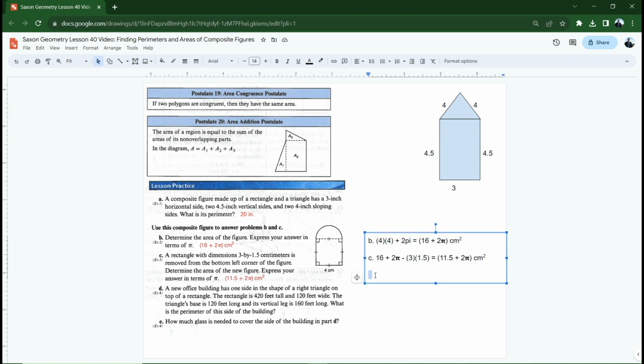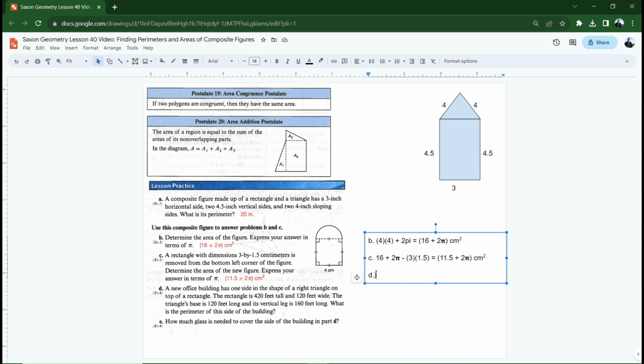All right, on to letter D. A new office building has one side in the shape of a right triangle on top of a rectangle. The rectangle is 420 feet tall and 120 feet wide. That's a pretty straightforward shape to find the area of. The triangle's base is 120 feet long, and its vertical leg is 160 feet long.